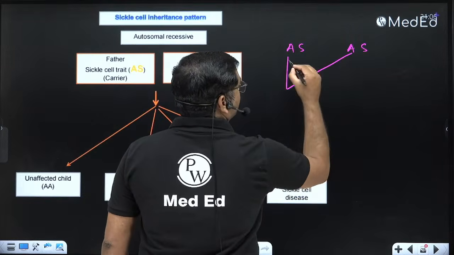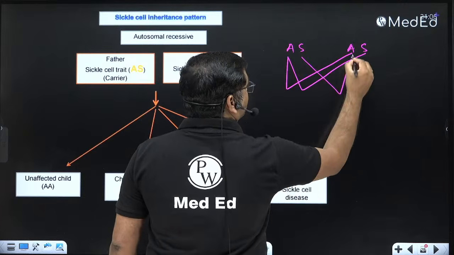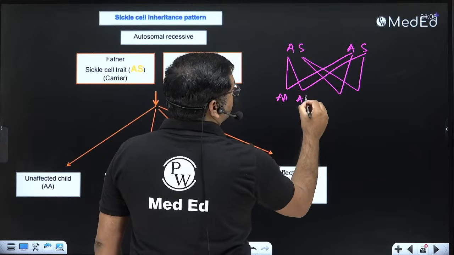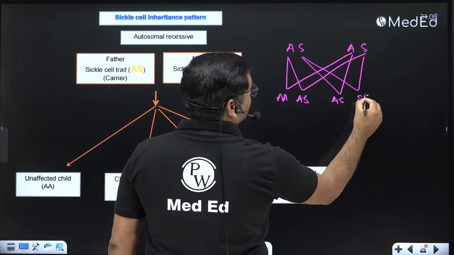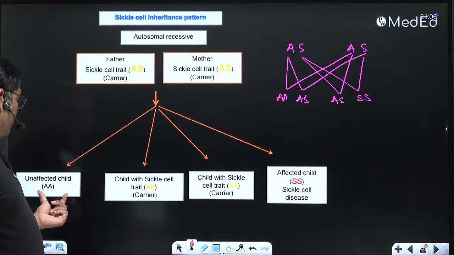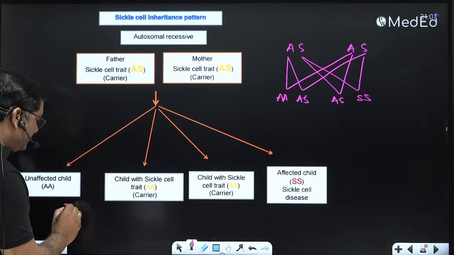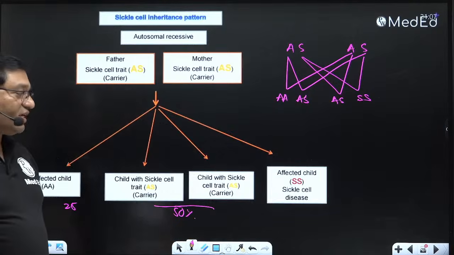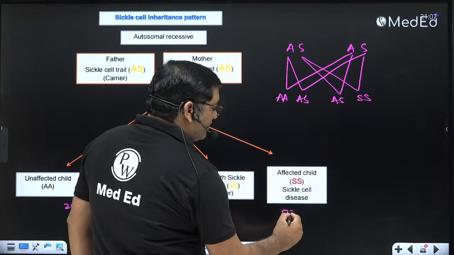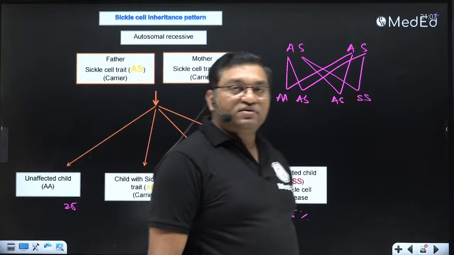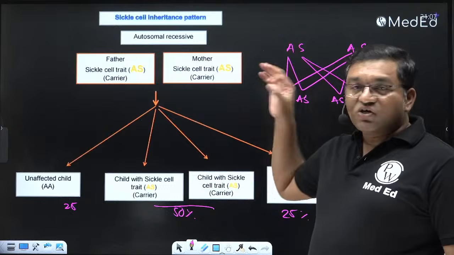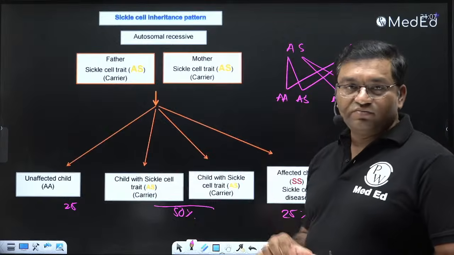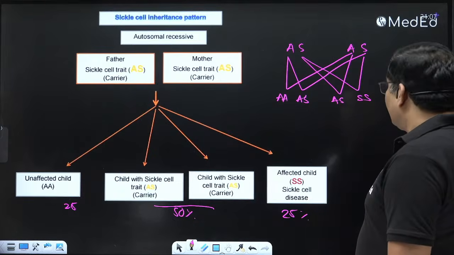See the pattern: AA, AS, AS and SS. So there is a 25% chance of having an unaffected child, a 50% chance of having a carrier, and a 25% chance of having a diseased child with the SS pattern. So this is autosomal recessive inheritance. कहीं पे भी autosomal recessive का inheritance पूछा तो same आएगा. Okay, so this is the autosomal recessive inheritance pattern.